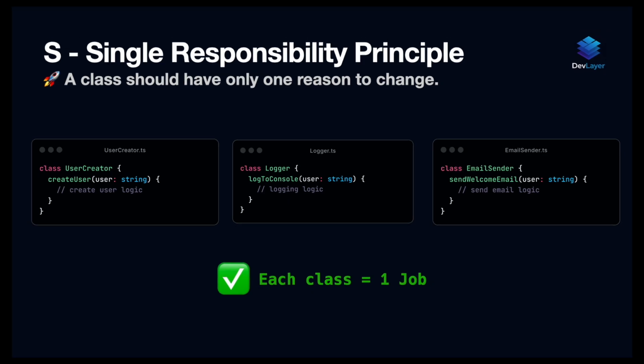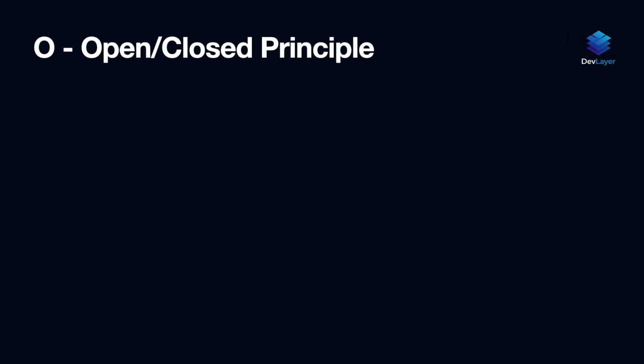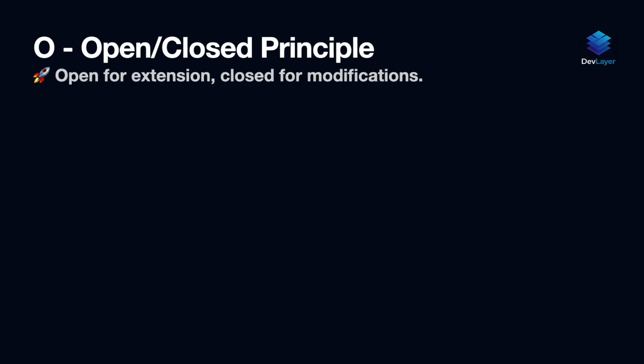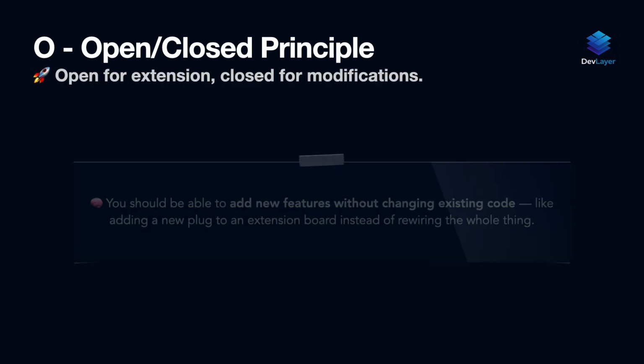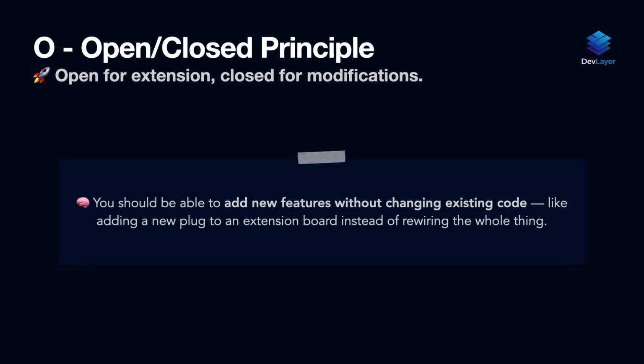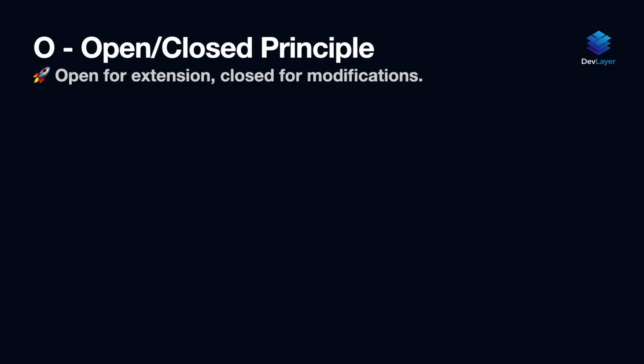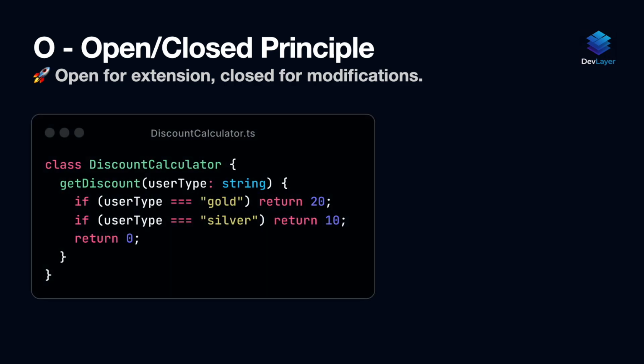The second principle is the Open-Closed Principle. This means your class should be open for extension but closed for modification. The core idea is you should be able to add new features without changing existing behavior or code of your class. For example, imagine you have a discount calculator class with a getDiscount method that takes in user type as a parameter and returns the respective discounts.